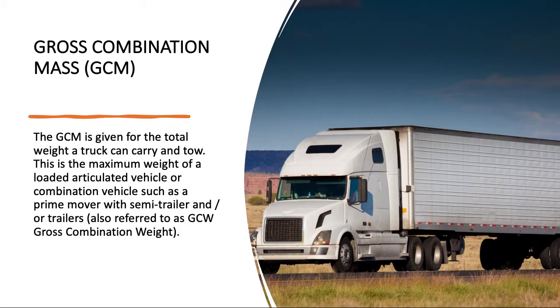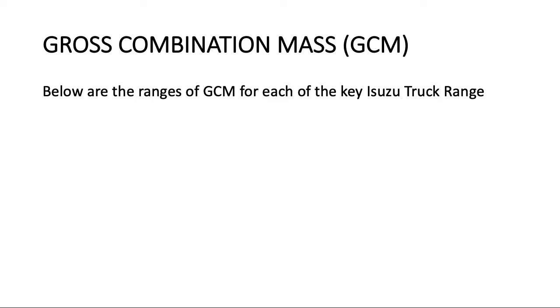This is the maximum weight of a loaded articulated vehicle or combination vehicle, such as a prime mover with semi-trailer and or trailers, also referred to as GCW, gross combination weight. Below are the ranges of GCM for each of the key Isuzu truck range.